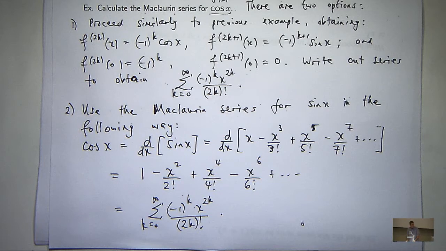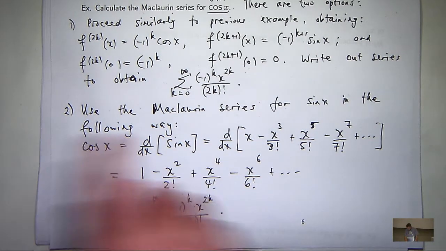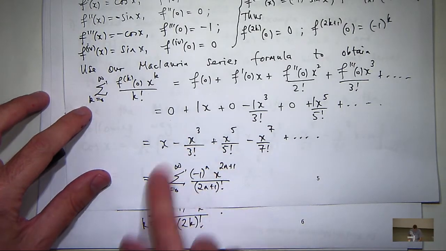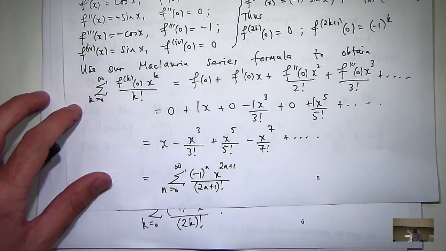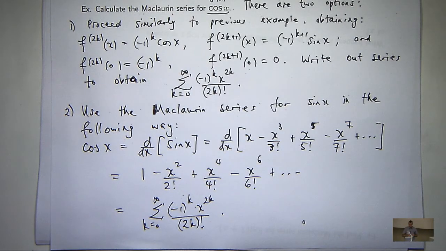Now, I am making a huge leap here. In this solution, I'm saying that sine x is actually equal to its Maclaurin series. Now, that's not always true. For sine x and simple functions like cosine x, it is true. But we'll have a look at that in a little while.